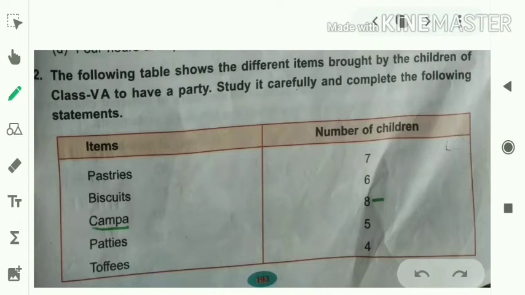Students, question number 2 is, the following table shows the different items brought by the children of class 5A to have a party. Study it carefully and complete the following statement. Firstly, look here how many students brought pastry, how many brought biscuits, how many brought Kempa. These are all given here. So 7 students brought pastries, 6 students brought biscuits, 8 students brought Kempa, 5 students brought patties and 4 students brought toffees. Now let's do the question answers.